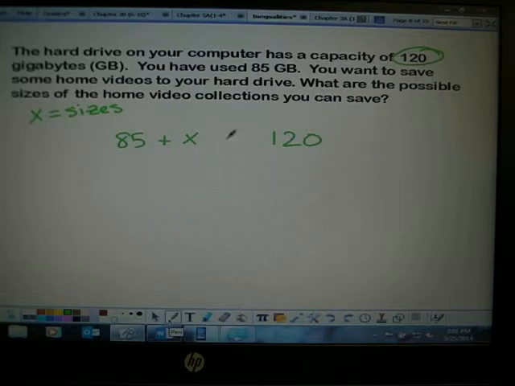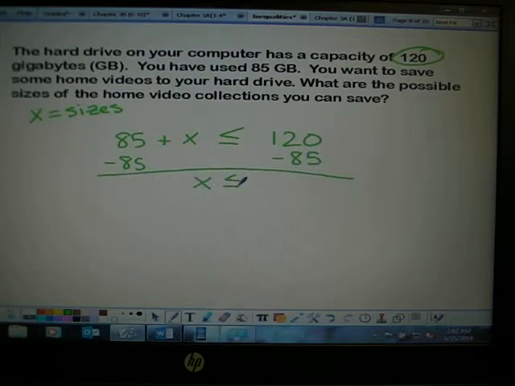So you got to figure out, can I use more than 120? If your hard drive has 120, can you use more than 120? No, you can't use more than. Could you use less than 120? Absolutely. Right here, we've already used 85, so that means I haven't used them all yet. Could I use all 120? And yeah, you could. So it is equal to also. So here's your inequality. Now let's solve it to find out what sizes we have left. We would subtract 85 from both sides. And we have x is less than or equal to, that equal to sign there, 35.